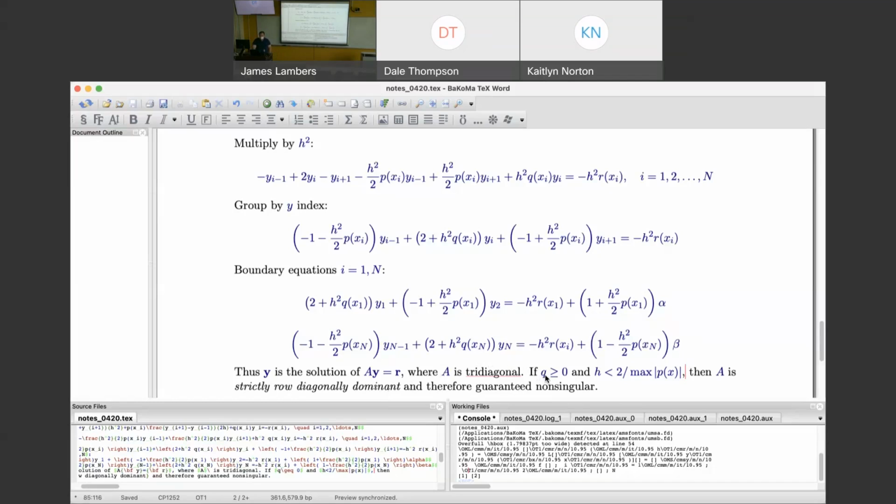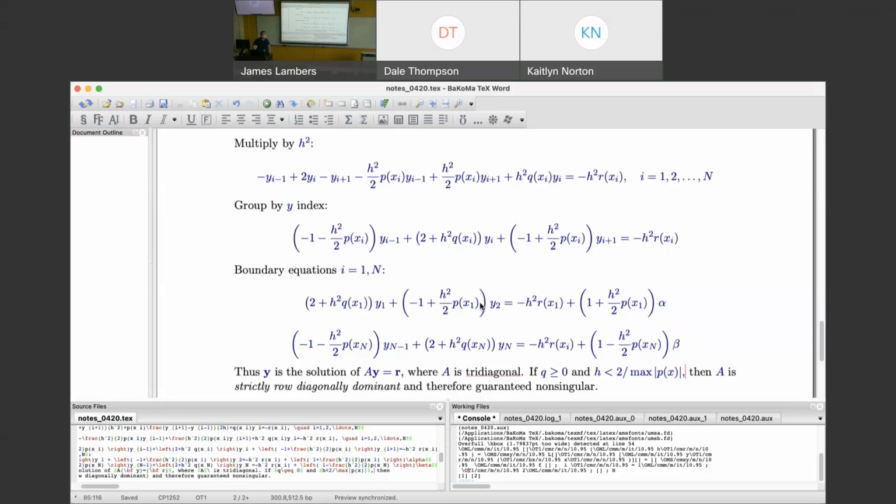And q should be non-negative. Recall that we're making the assumption that in your ODE, y double prime equals f, we're assuming that df/dy is positive, and that would be q. So in that case, all you have to do is make sure that h is sufficiently small, and we can guarantee the system can be solved.